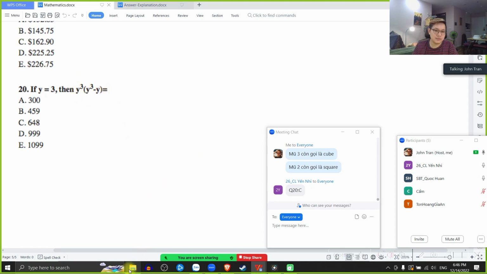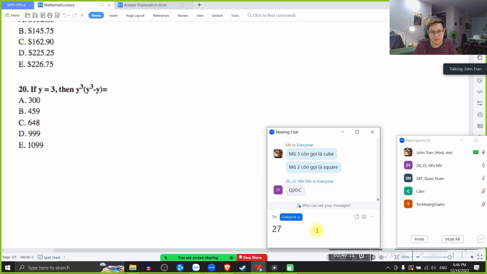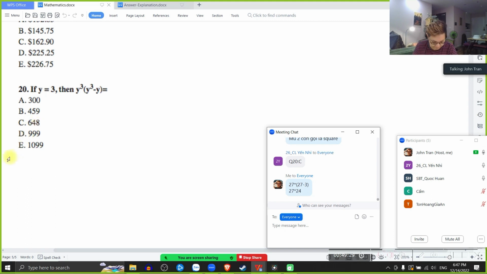So this one is basically 3 to the power 3, which is 27, times 27 minus 3, it's equal to 27 times 24. That will be 648, right? 648. Okay, very well.